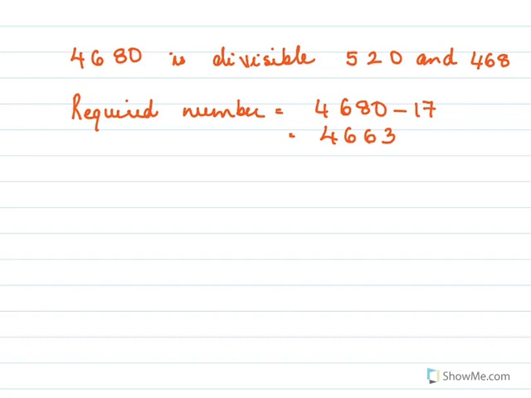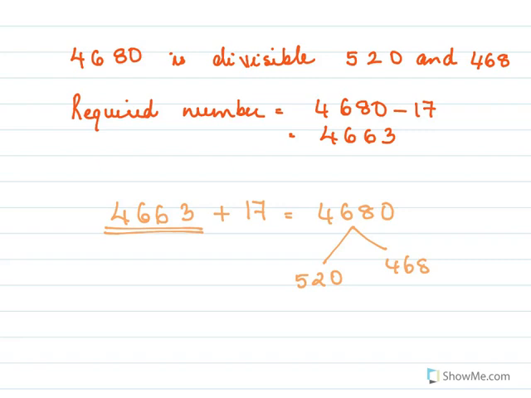Let me explain this part again. So when you take 4663, you add 17 to it, this is the required number. We will get 4680, and this 4680 is divisible by 520 and 468. So the required number is 4663, because they said it has to be increased by 17 and then becomes divisible.